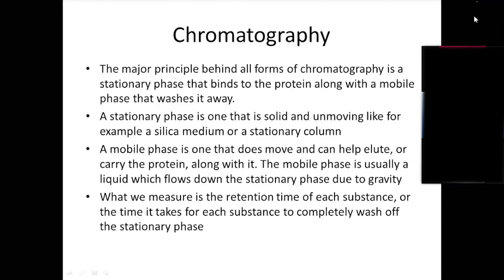Okay. So first we'll talk about chromatography. There's a couple of things that all forms of chromatography have in common. The major principle behind all forms of chromatography is that they have a stationary phase that binds to the protein, along with a mobile phase that washes it away. A stationary phase is one that is solid and unmoving, like for example, a silica medium or a stationary column. A mobile phase is one that moves and can help elute or carry the protein along with it. The mobile phase is usually a liquid which flows down the stationary phase due to gravity.